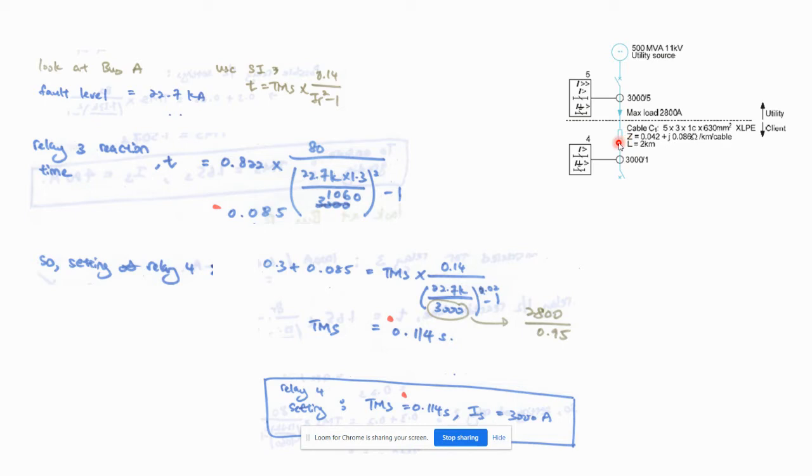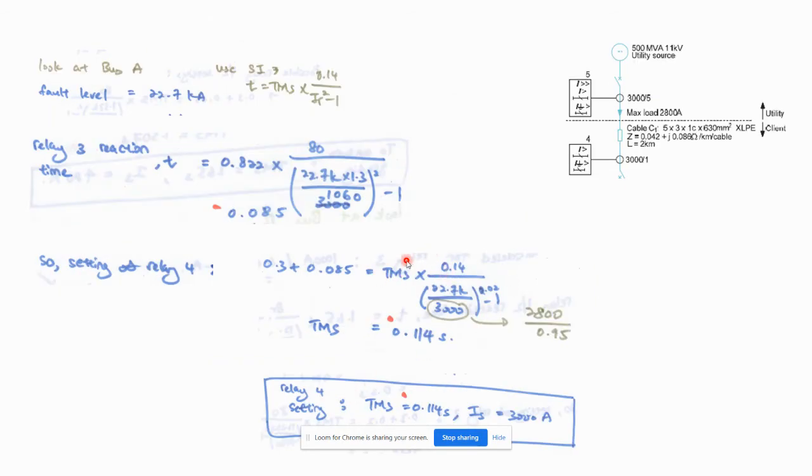And then to ensure grading, when considering the fault at bus A between relay 4 and relay 3, we have to first determine the reaction time of relay number 3 when we are considering a fault level of 22.7 kA at bus A. We take the extreme inverse curve of relay number 3, because relay number 3 is using the extreme inverse curve, and put the fault current into that equation, which is like this. Then we obtain the reaction time of relay 3 for the fault at bus A, that is 0.085 seconds. This is the TMS and this is the IS of relay 3, from the previous slide.